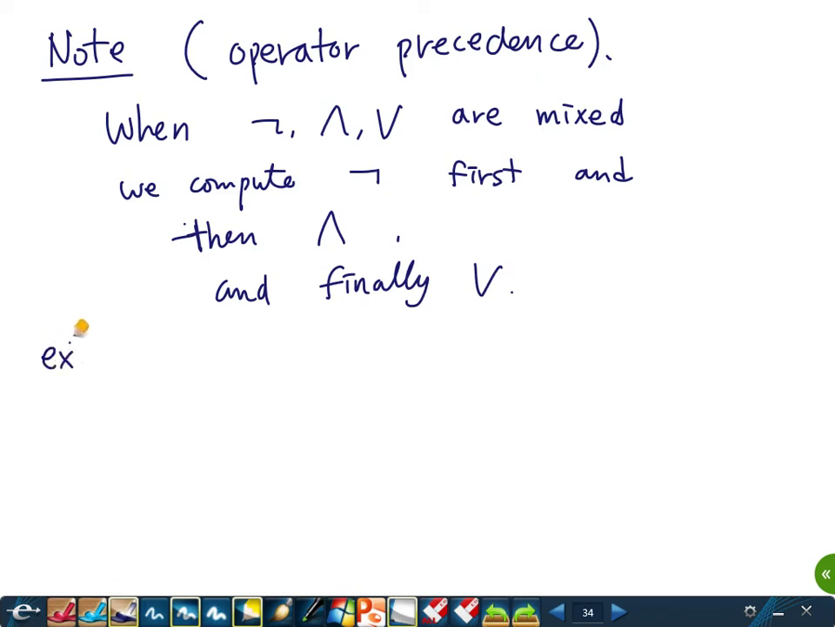For instance, P and Q or Q and R. What this really means is that this is performed first. So you perform this first, and we have 2 things. Which one is performed first? This one goes first. So you compute this first, and then finally you compute this. In this way you can compute the whole thing. But there is some kind of order.